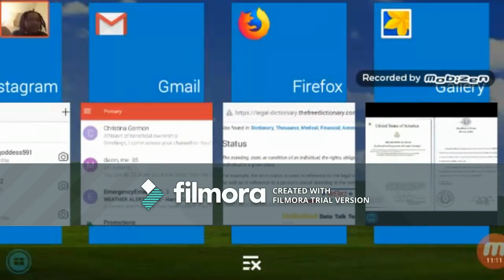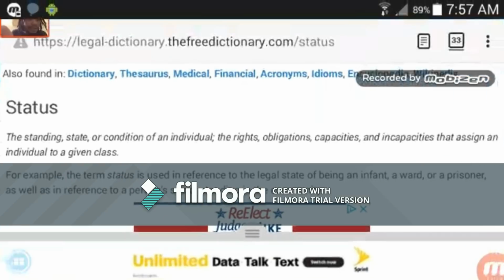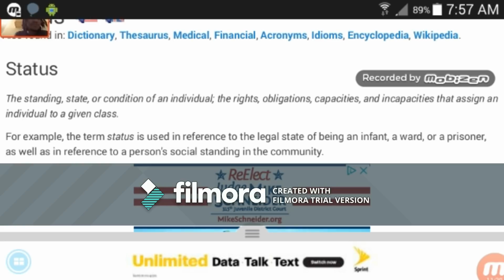Hold on. Sorry, I forgot it's on the internet. Okay. Reference to legal state of being an infant, a ward, or a prisoner. Any of that sound familiar? I mean, I think they did just talk about parental authority, emancipation.